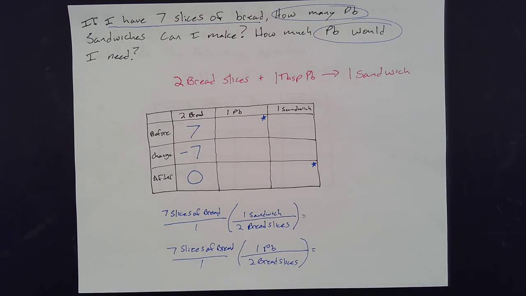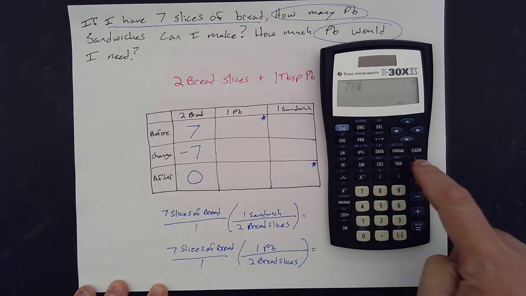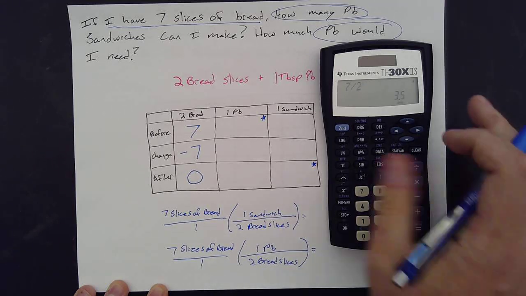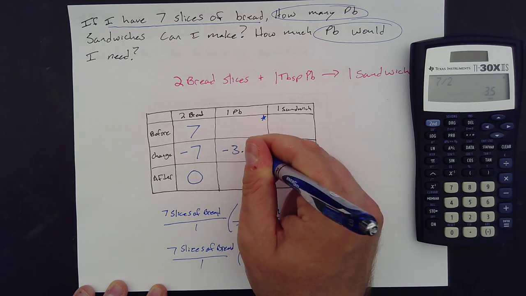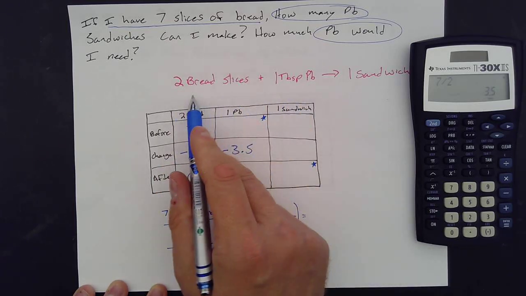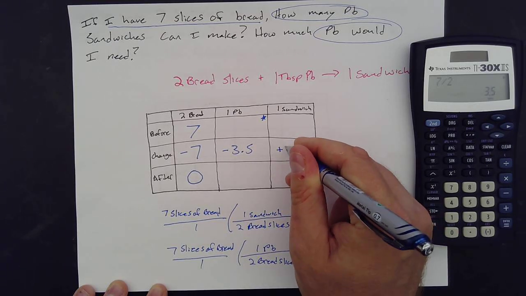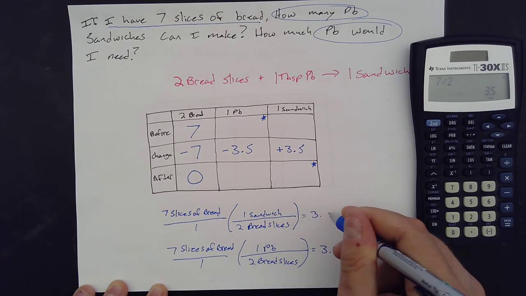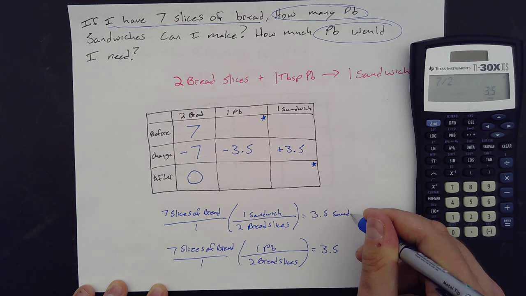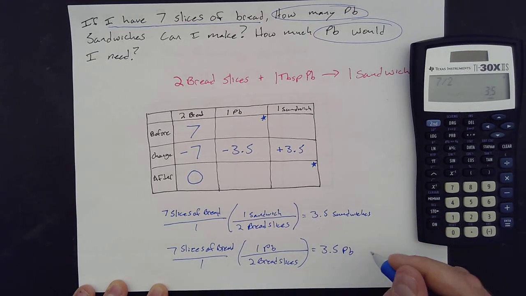So really what we're doing is 7 divided by 2, and that's going to show me how much I need. So I grab my calculator, I go 7 divided by 2 equals, and it's 3.5. So this must be subtract 3.5. Remember, that's my ingredients. Those are the things I'm going to be using up. And then I'm going to make a plus 3.5 because this is both the same numbers here, right? So this is 3.5 sandwiches. This is 3.5 peanut butters, right?